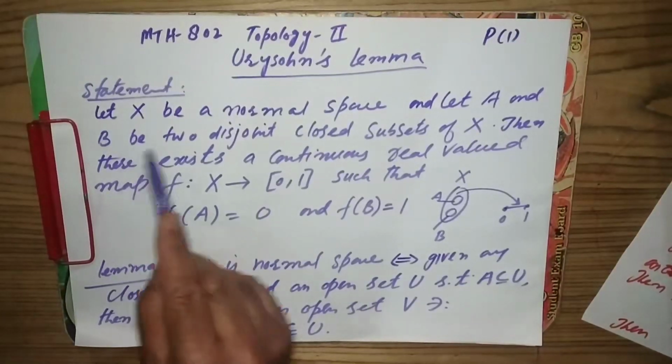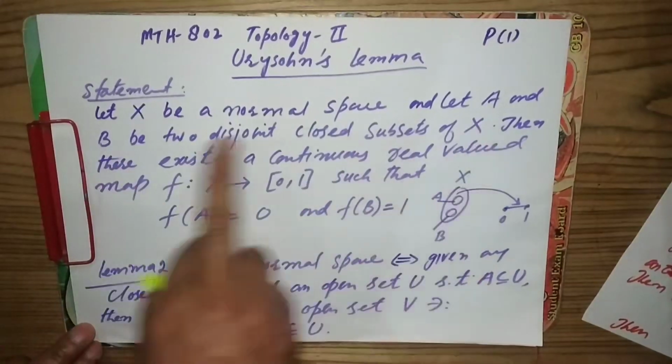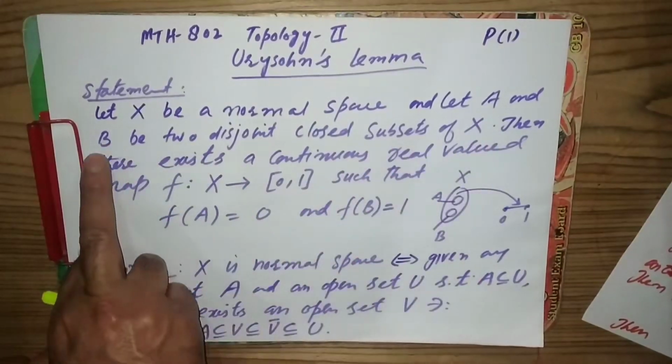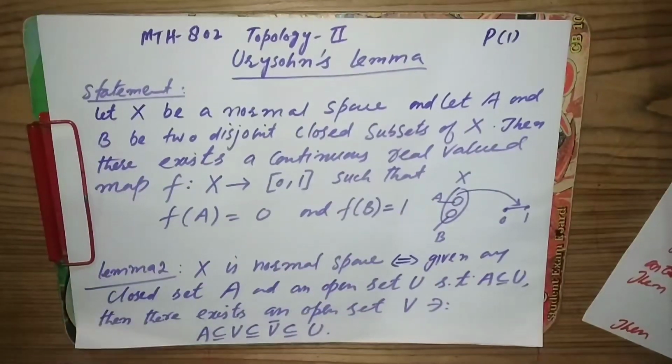Now here we are given that X is a normal space and A and B are two disjoint closed subsets of X. So we can apply this lemma. Since A and B are disjoint closed subsets of X, therefore A must be a subset of B complement. In other words, B complement is an open set containing A. So we can find an open set V with this property.